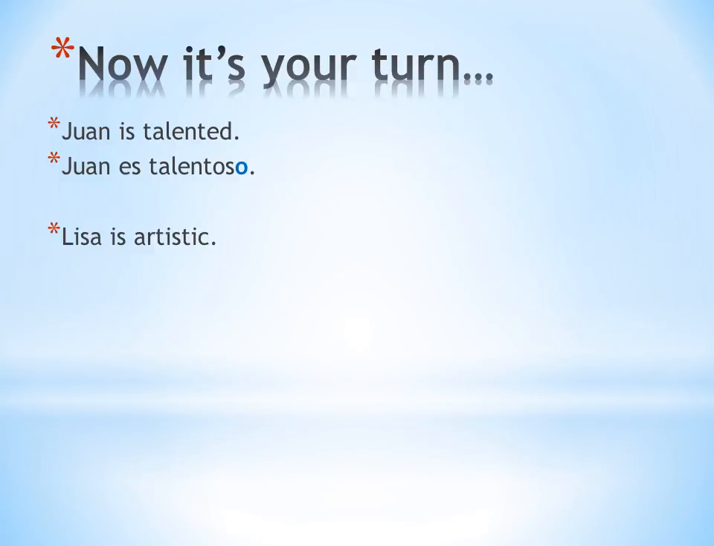Now it's your turn. Give it a try. ¿Cómo se dice? Juan is talented. If you said Juan es talentoso, you were right. ¿Cómo se dice? Lisa is artistic. Did you say Lisa es artística? If so, you were correct.